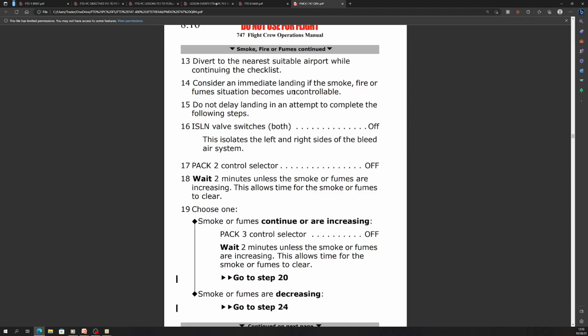So consider an immediate landing if the smoke, fire, fumes situation becomes uncontrollable. Do not delay the landing and attempt to complete the following steps. Isolation valve switches both off. So you turn off both isolation valve switches on the pneumatic panel, and that will isolate the left and the right sides of the bleed air system.